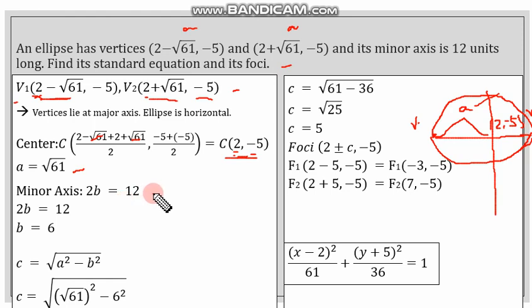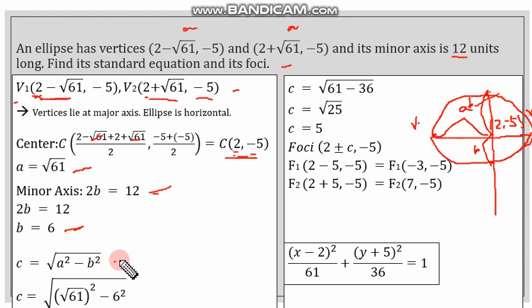Next is our minor axis. The endpoints of the minor axis are the co-vertices. From co-vertex 1 to co-vertex 2, that's 12 units. If you remember, from the center to the co-vertex on both sides, that's b units. So co-vertex 1 to co-vertex 2 is equal to 2b, b plus b. So 2b is equal to 12. Divide both sides by 2, so b is equal to 12 divided by 2. That's 6. We have our a and we have our b.